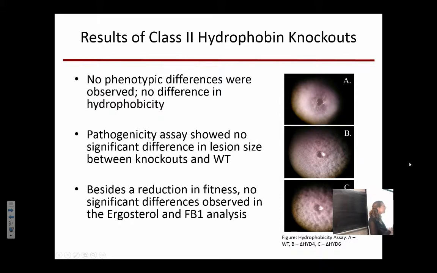But it didn't turn out the way I was expecting. We were anticipating a difference in phenotype. However, there wasn't any difference that we observed. No difference in hydrophobicity, as you can see in this figure. The pathogenicity assays showed no significant difference in lesion size between the wild type and the Hyd4 and Hyd6 mutants. Besides a reduction in fitness, we didn't see any differences in ergosterol or FB1 production either.